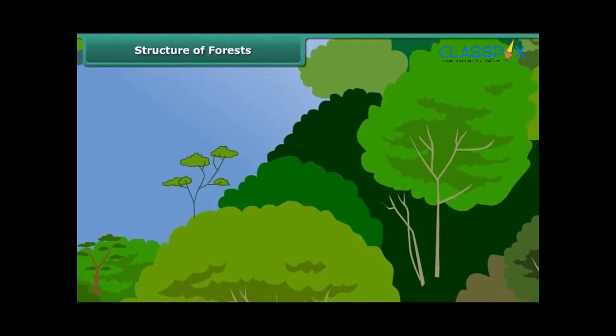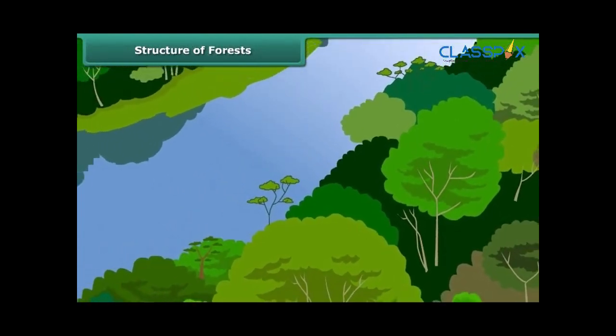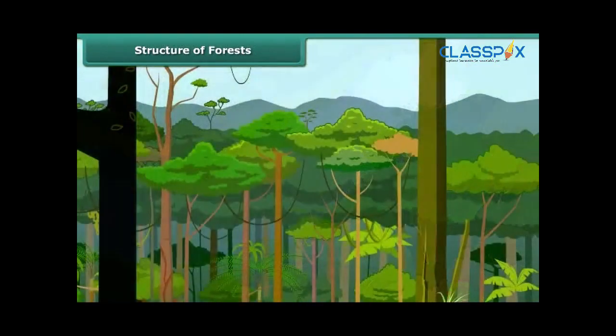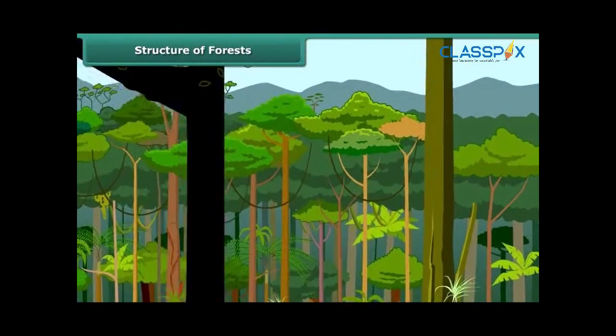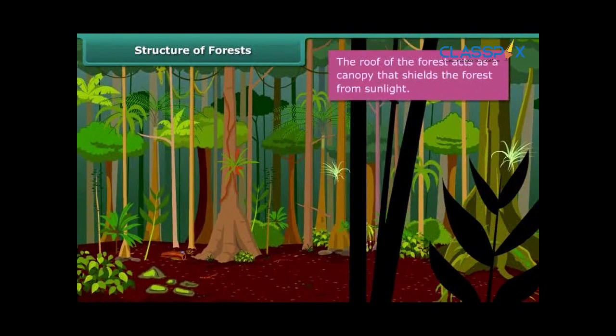The upper part of the trees and shrubs, comprising the branches and the leaves, is known as the crown. The crowns of the tall trees form the roof of a forest. The roof acts as a canopy that shields the forest from sunlight. The forest floor is hot and humid.